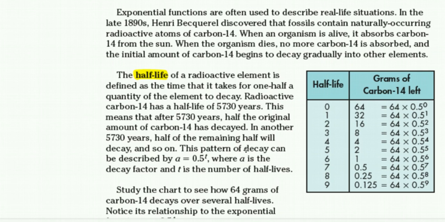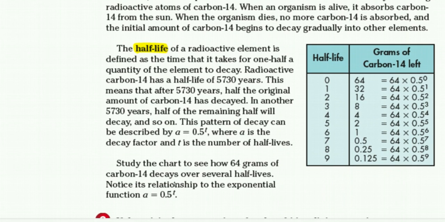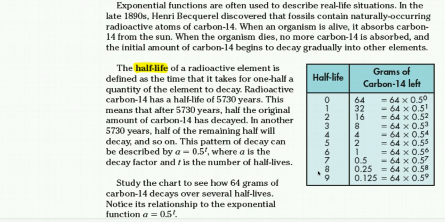So this pattern of decay can be described by the exponential function A equals 0.5 to the t. 0.5 obviously represents 1/2, where A is the decay factor and t is the number of half-lives. So let's take a look at the chart to see how 64 grams of carbon-14 decays over several half-lives. Notice this relationship to the exponential function. So at 0 half-lives, with 64 grams of carbon-14, you have 64 times 0.5 to the 0 power, or simply 64.